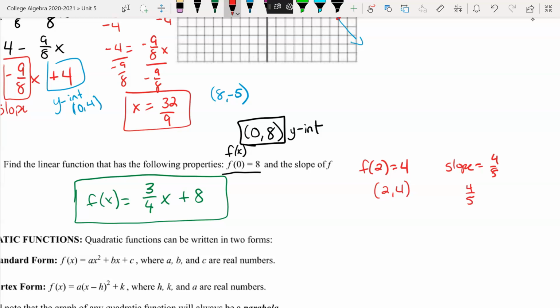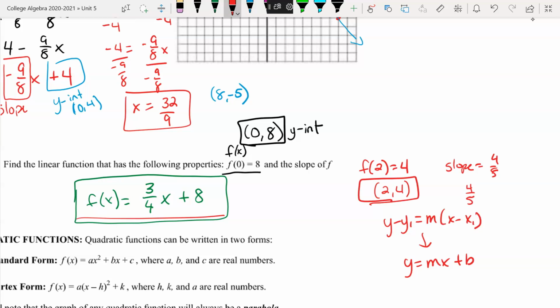You have to use point slope form to get to slope intercept form, which is what this is. Instead of writing y, we write f of x. Okay? So just keep that in mind. You can make coordinates out of like f of 2 equals 4.